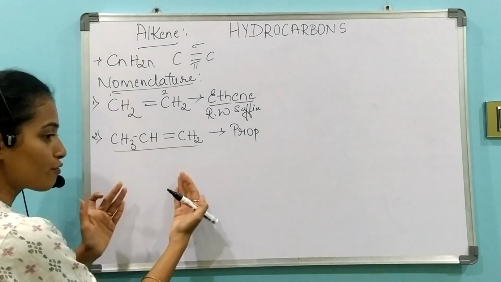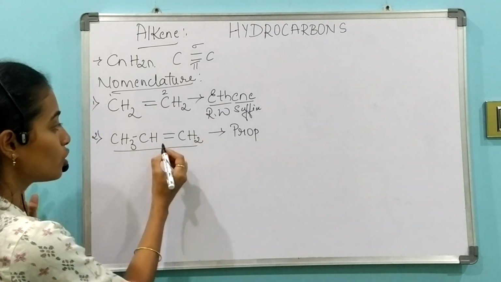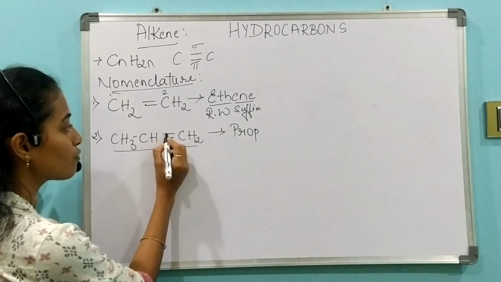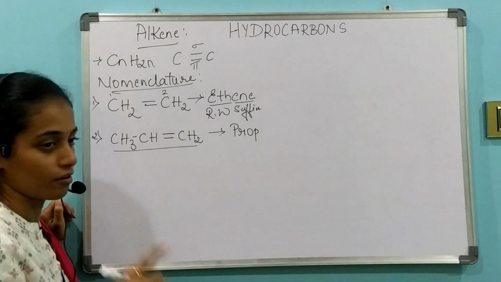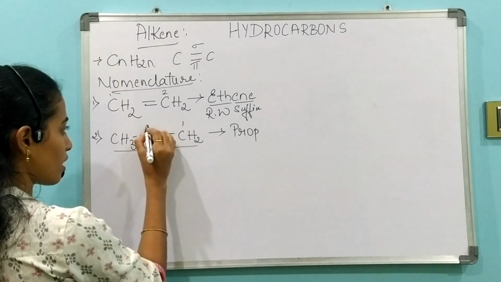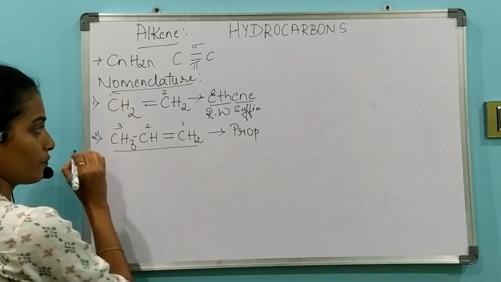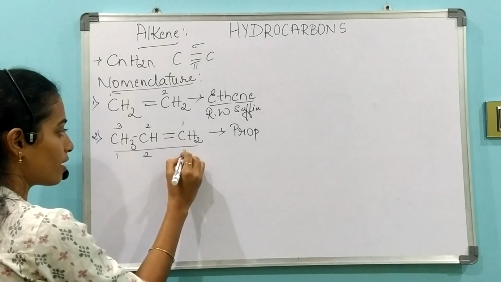You will start it from the right hand side. Why? Because you need to give the lowest number for this double bond. For example, if I started from the right hand side, it will be carbon 1, carbon 2 and carbon 3. If I started from the left hand side, 1, 2 and 3.